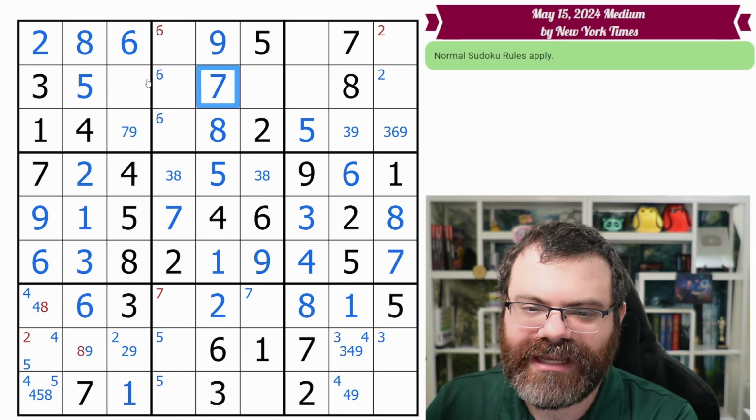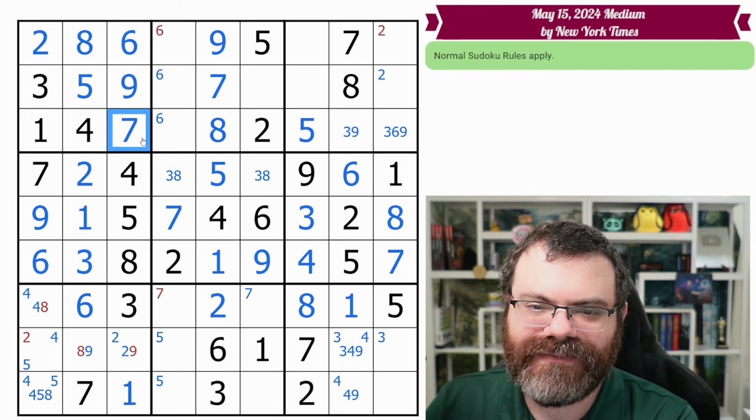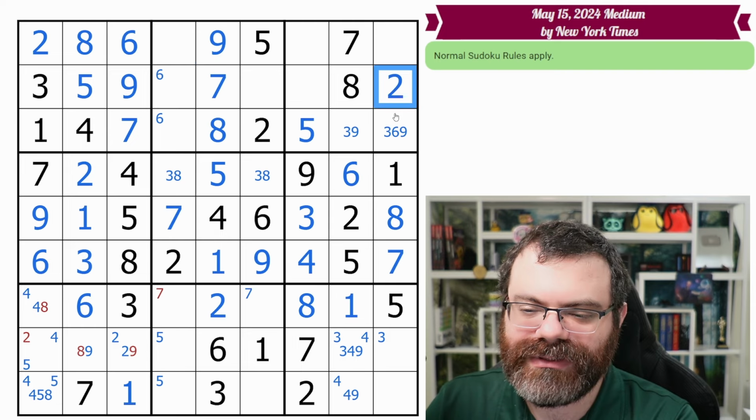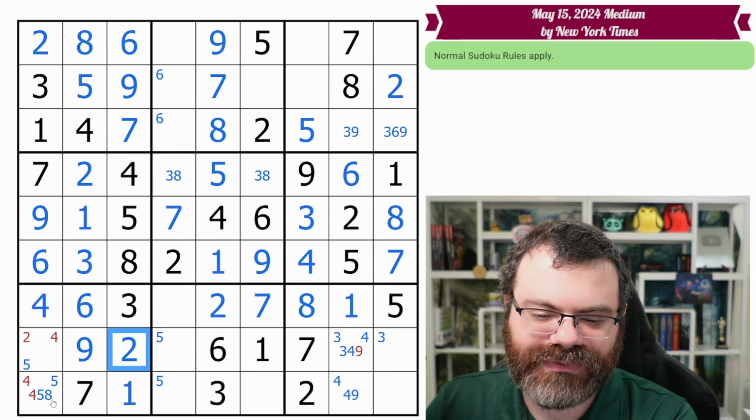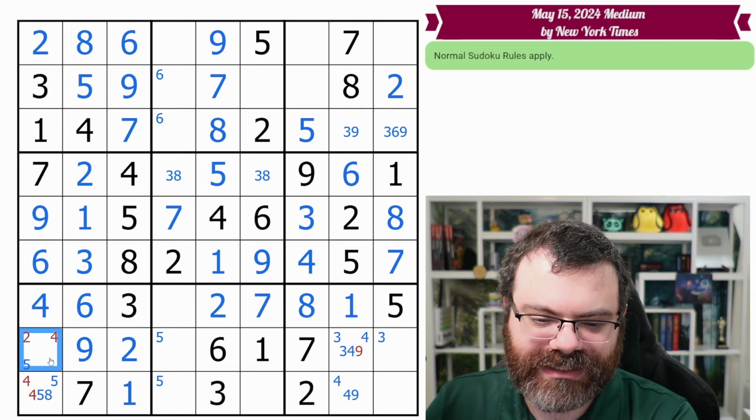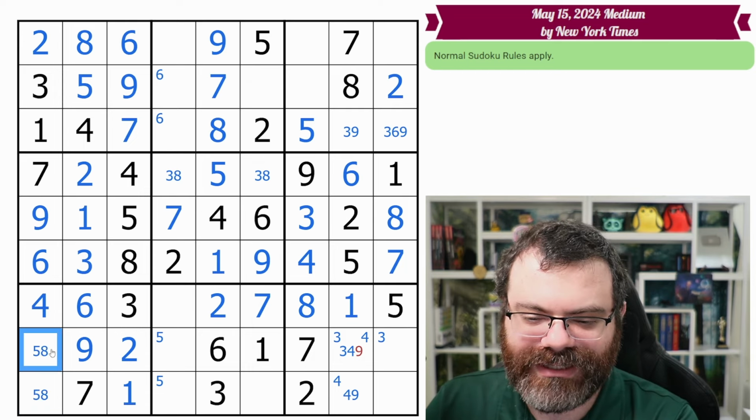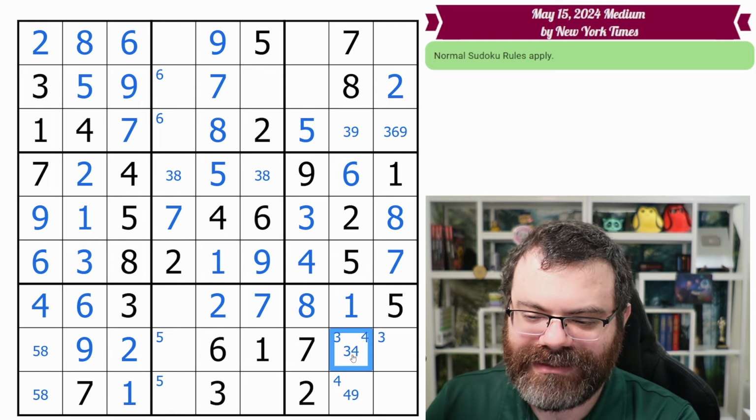So this is down to 7, 9. That can't be 7. So this is 9 and 7. This 2 is placed for the box. The 7's placed for the box. These all resolve. The 4, 9, 2. It looks like this is down to 5, 8. I'm just going to clear everything and put 5, 8 in. This can't be 9 anymore.